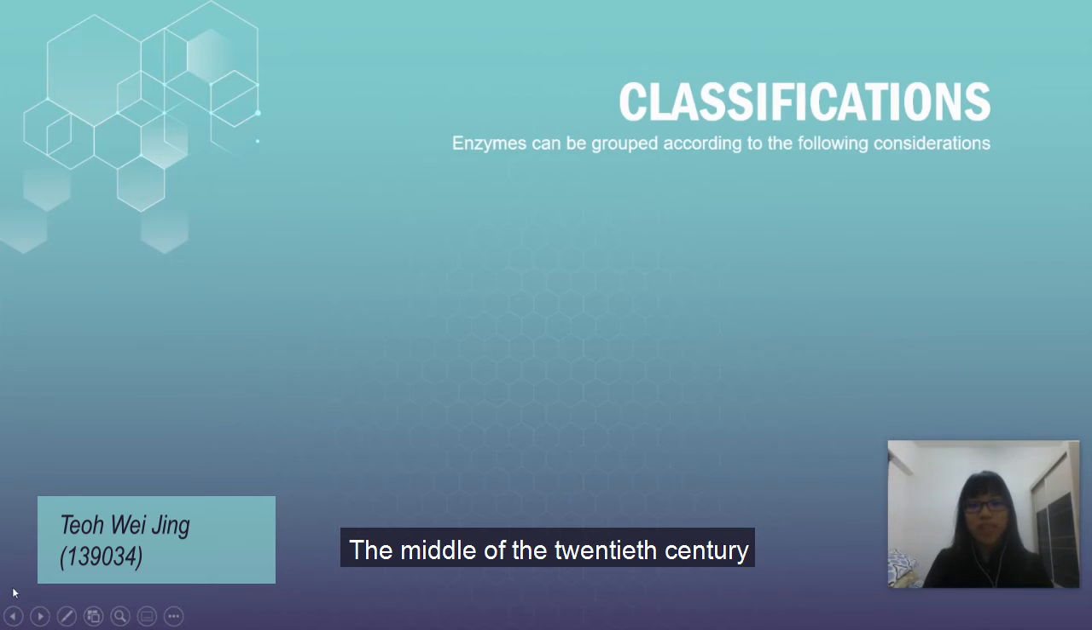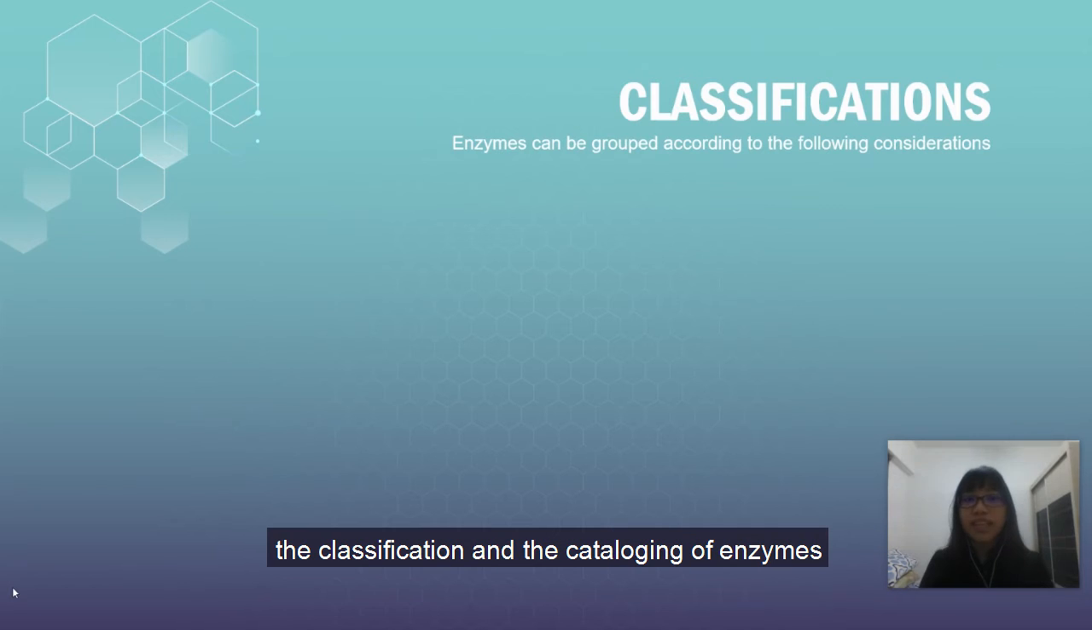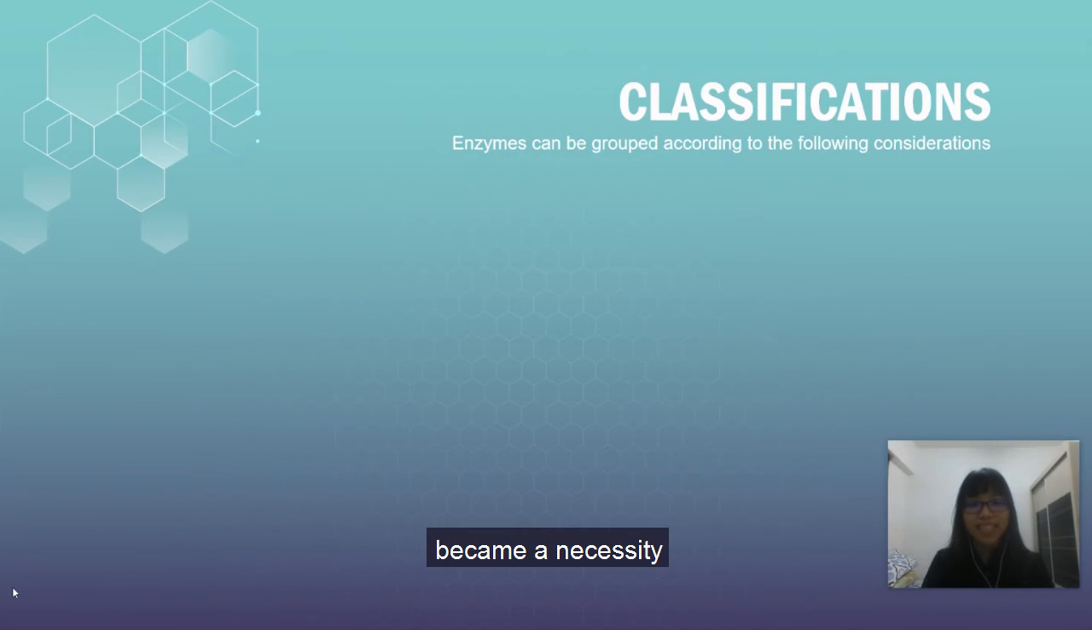The middle of the 20th century saw an exponential increase in the research on enzymes. Therefore, the classification and the cataloging of enzymes became a necessity. Enzymes can be grouped according to the following considerations.